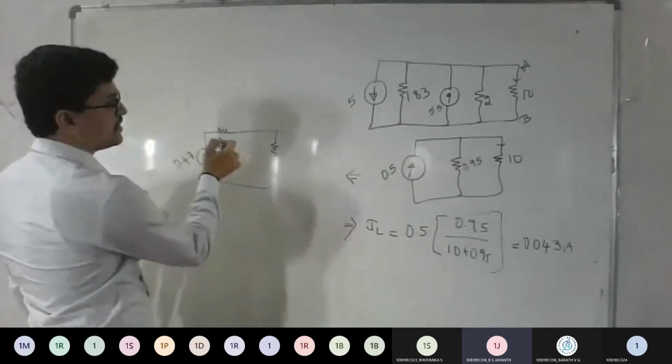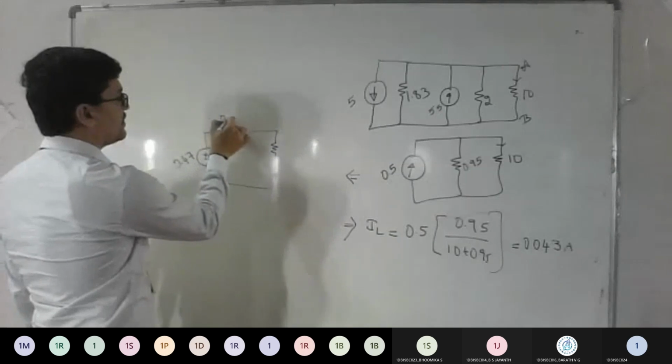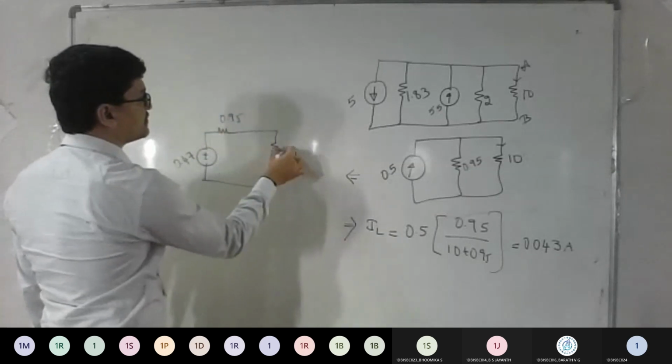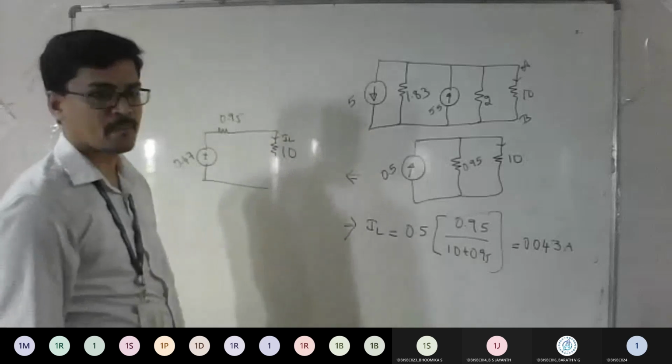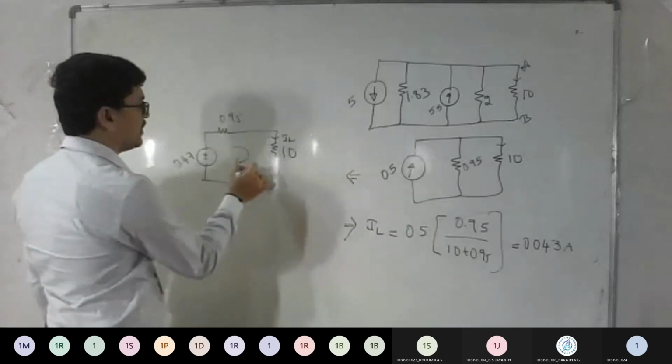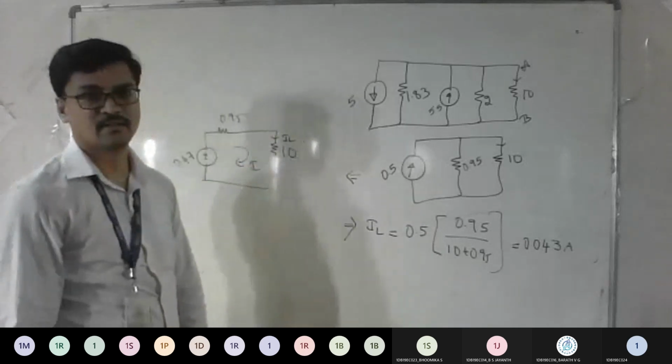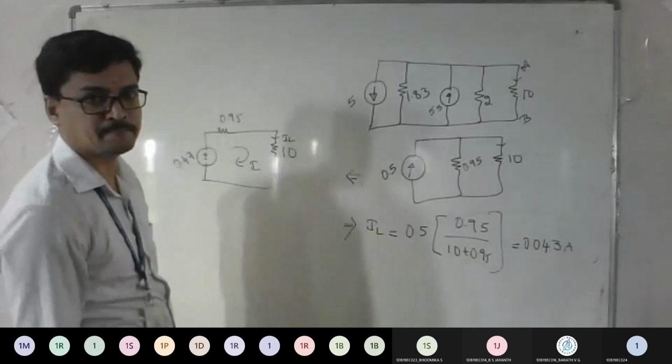0.47. Okay. So then this is your 0.95 and this is your 10. Verify this. So I need to find what now? I need to find I. How will you find I?